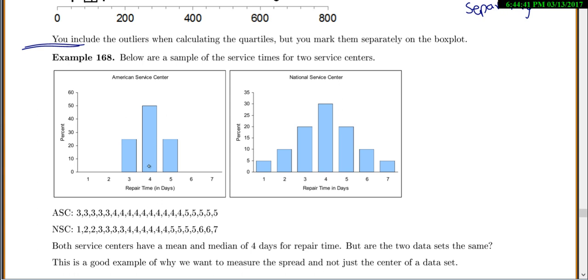Now, both service centers have a mean and a median of 4 days. But are the 2 data sets going to be the same? So, like, which garage would you guys want to send your car to? Now, this is personal preference. You can say either one and be correct. But someone tell us which garage you want to send your car to and why.